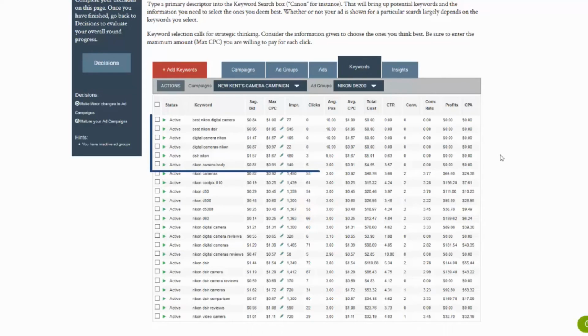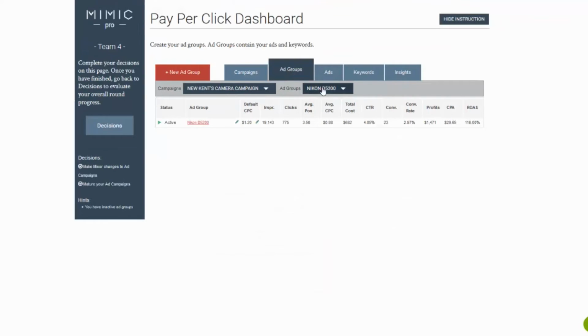Again, we have the same problem here. You see these top keywords, best Nikon digital camera, best Nikon DSLR. Those are not performing as well as the keywords farther below. So we probably want to pause those keywords right away and obviously fix the landing page issue. Okay, let's go to some other ad groups.